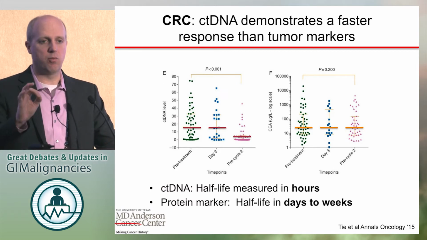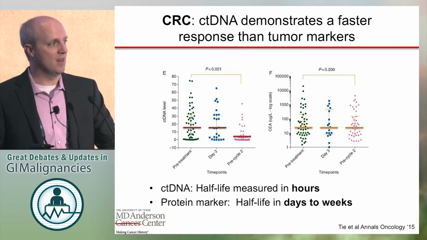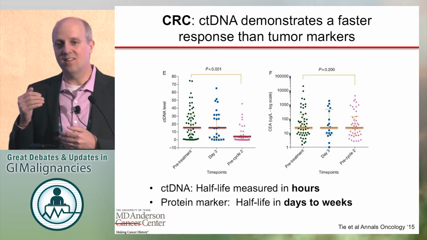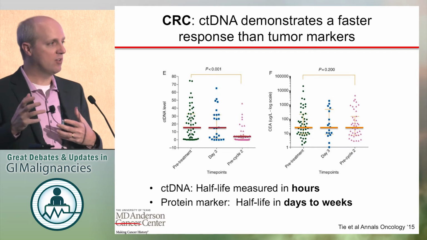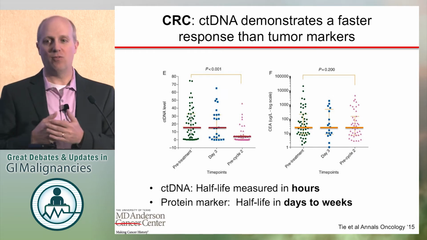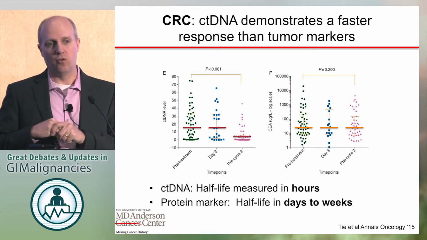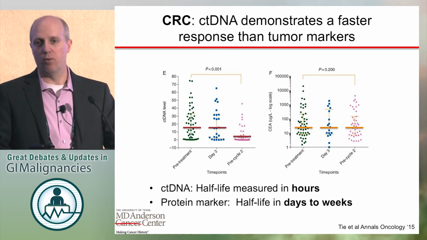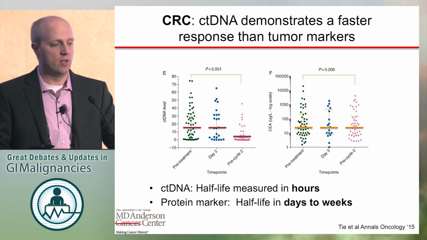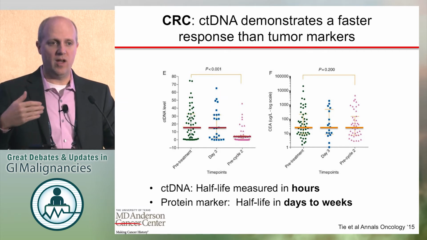The key, and I think the promise of the circulating tumor DNA, is the idea that its half-life is actually measured in hours. The estimates vary a little bit, but we're talking about a half-life of 2 to 3 hours for the circulating tumor DNA, right? There are lots of enzymes to really pull that DNA out of circulation. So it is a very fast biomarker.